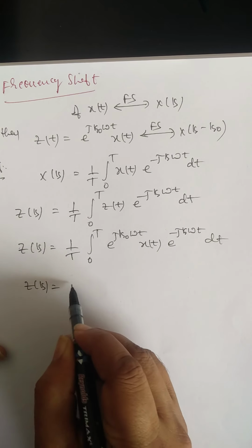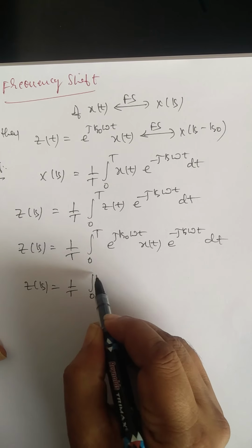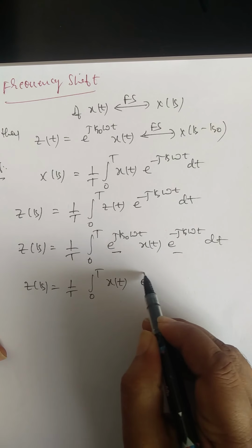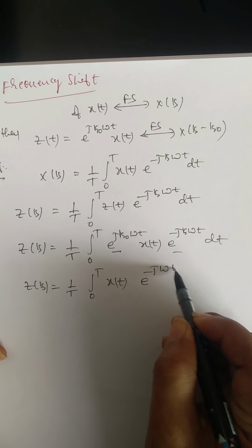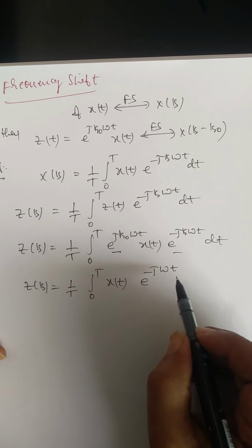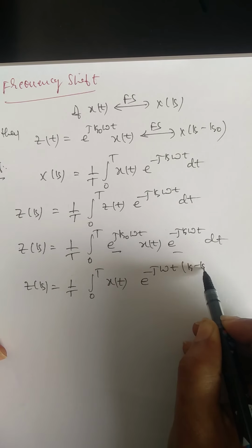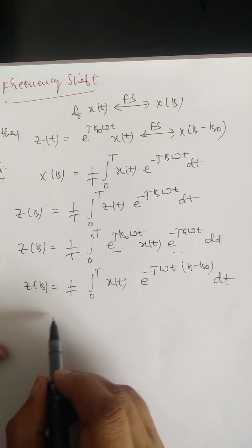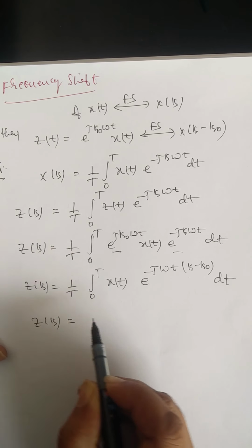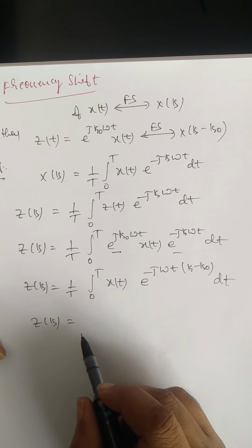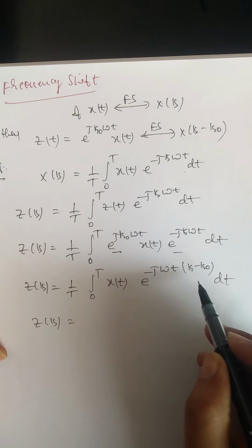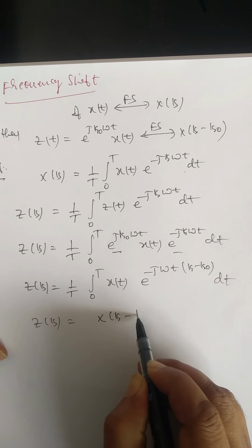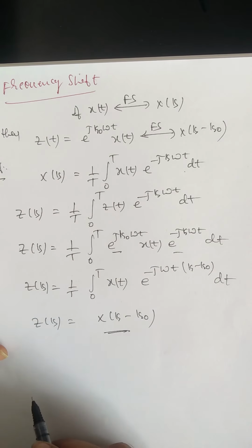That is, z of k is equal to 1 by T integral of 0 to T x of t. In these two, I can take e to the power of j omega into t as common, next is (k minus k naught) into dt. That is, z of k is equal to, we can write this one as x of k minus k naught. It is same as this formula, only thing is k is replaced by k minus k naught. That is, x of k minus k naught. This is the frequency shift property.